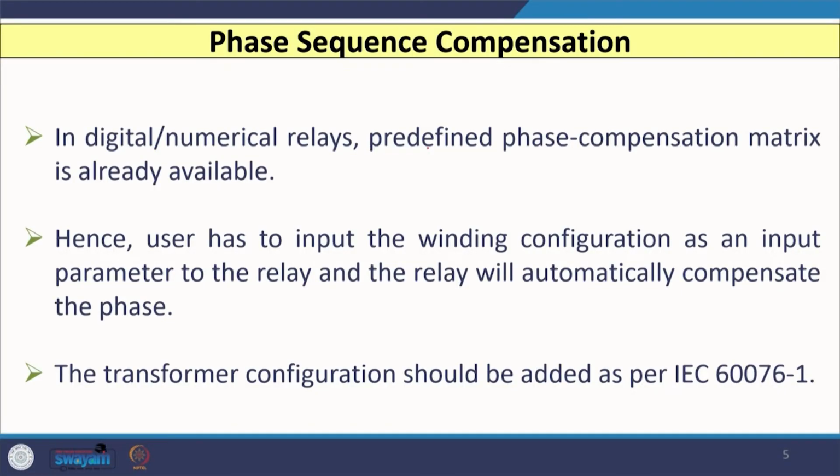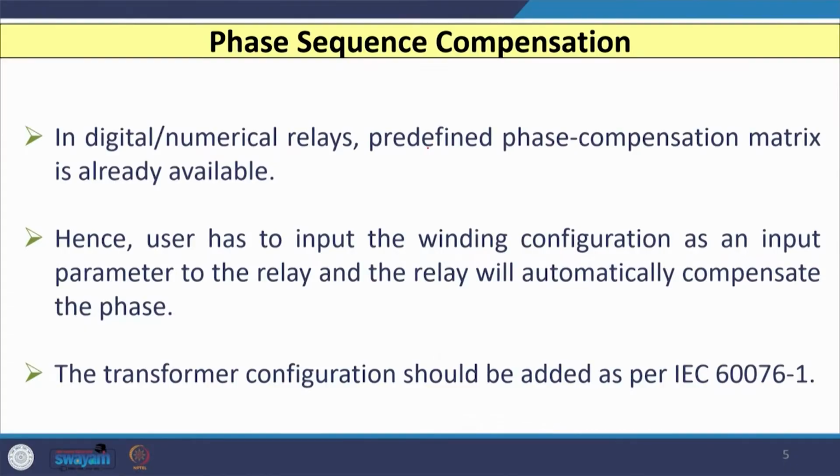Normally in all electrical connections, the leading angle is denoted by plus and the lagging angle is denoted by minus. Now, when we consider any digital relay or numerical relay, most of the users, utilities or manufacturers will provide a phase sequence matrix depending upon the vector group or winding connection.